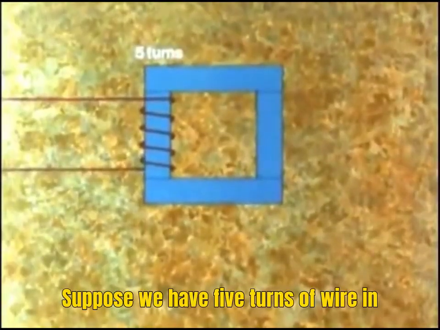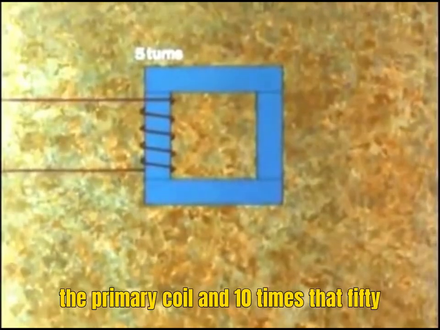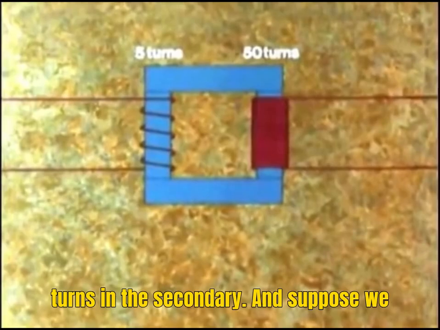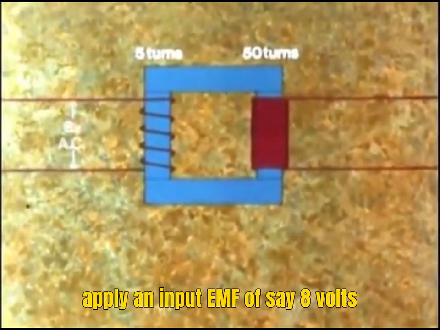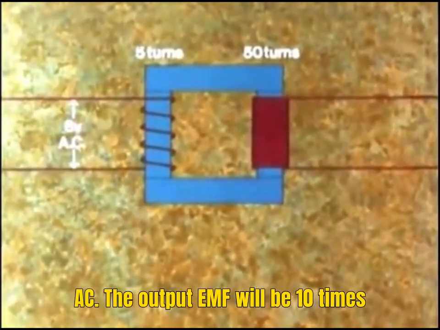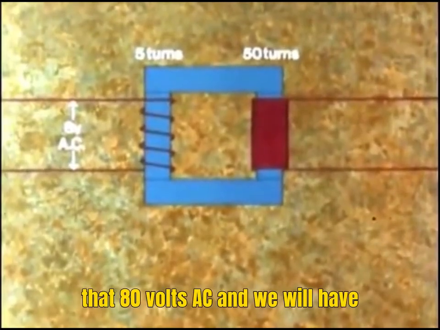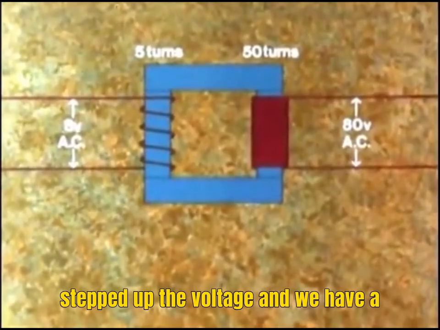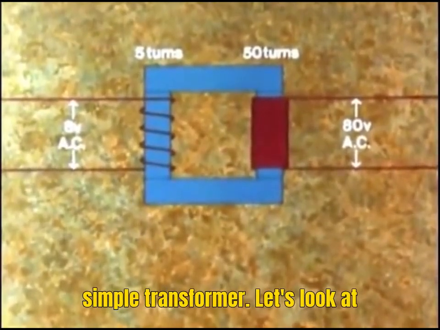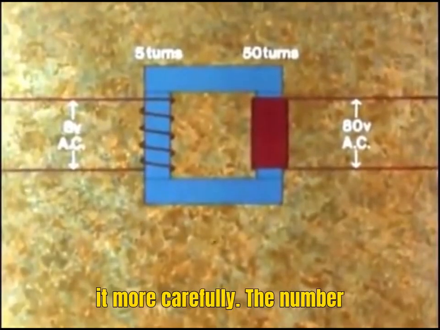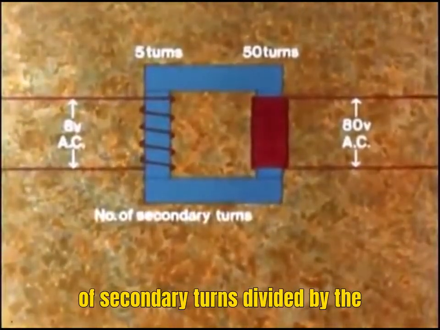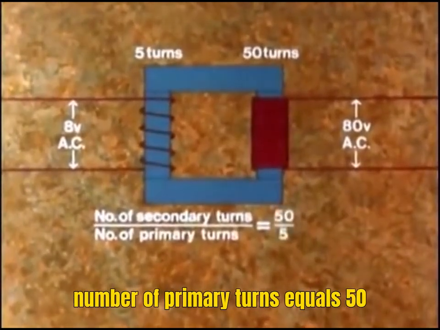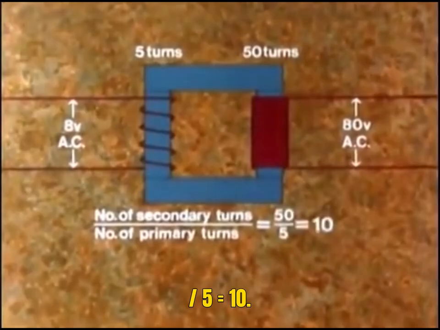Suppose we have 5 turns of wire in the primary coil, and 10 times that, 50 turns in the secondary. And suppose we apply an input EMF of, say, 8 volts AC. The output EMF will be 10 times that, 80 volts AC. And we will have stepped up the voltage and we have a simple transformer. Let's look at it more carefully. The number of secondary turns divided by the number of primary turns equals 50 over 5 equals 10.